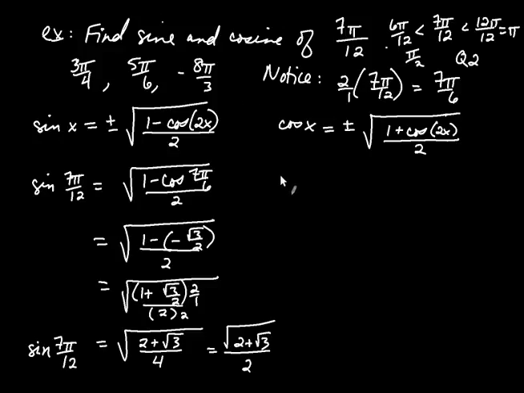So we've got cosine of 7 pi over 12 is equal to, now once again you have to make a decision, positive or negative. Now remember we're in quadrant 2, right? 7 pi over 12 is in quadrant 2. And cosine of an angle in quadrant 2 is negative. Whoa, tricky, right? And then you still have square root of 1 plus, right?